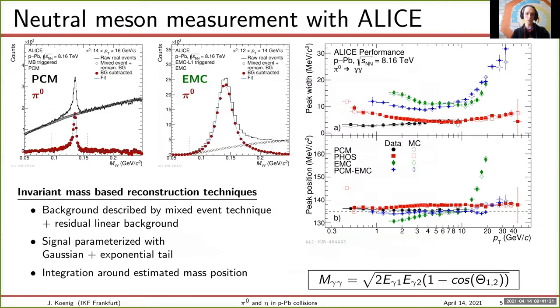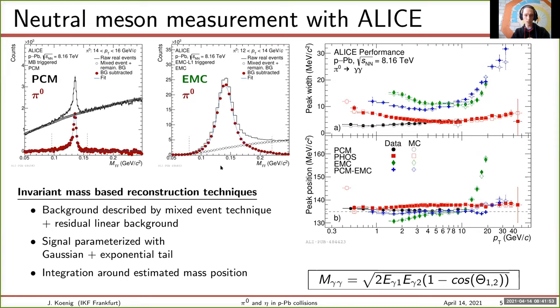So now that we have our photons, we can measure our neutral mesons, and this we do via reconstructing the invariant mass with this pretty well-known formula. And here you can see two example peaks of the pi zero, one for the PCM method, where you can see the very nice energy resolution, and one for the EMCal method.